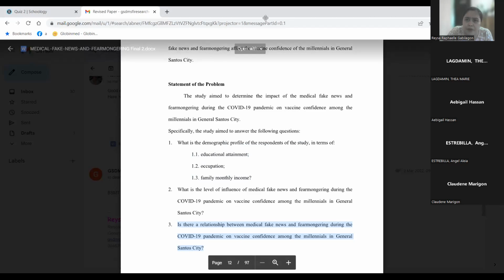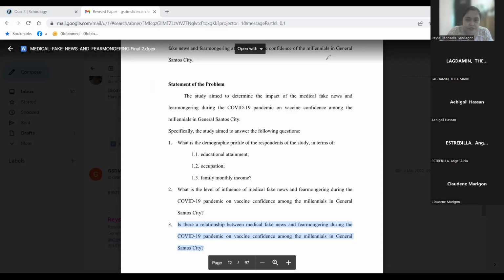When you are asking about relationship, you're actually establishing whether there is a directly proportional or an inversely proportional relationship. What do you mean by this? If, for example, their belief in medical fake news goes up and the relationship is directly proportional, then of course vaccine confidence will also go up. But if it is an inversely proportional relationship, when their medical fake news belief goes up, then their vaccine confidence goes down. That is what is being looked for when you are asking about the relationship between variables.